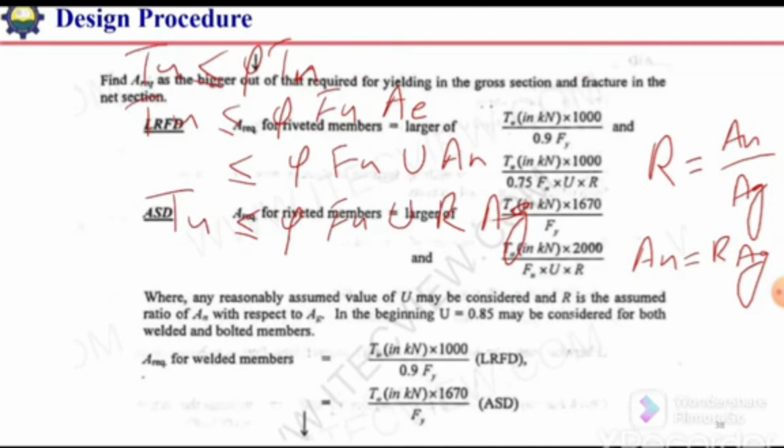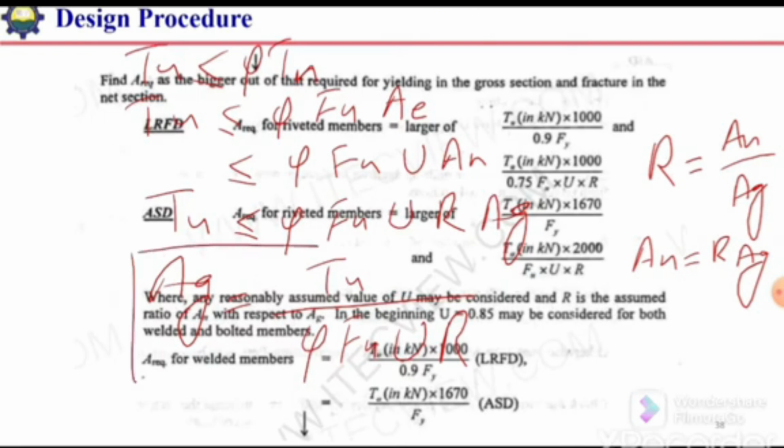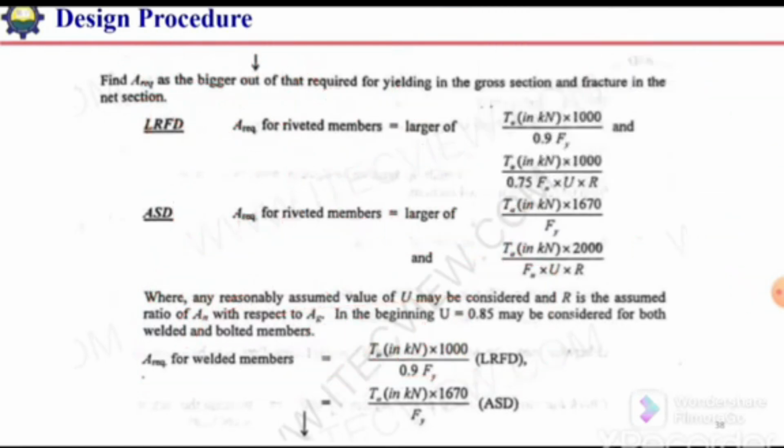If we equate these two and rearrange, then Ag will become Tu over phi Fu U R. Here U is the reduction factor or shear lag factor, and R is the ratio of net area over gross area. So we can estimate the gross area required to resist the tension rupture, or to avoid the tension rupture failure. From these two equations, we can estimate the gross area for the required section.